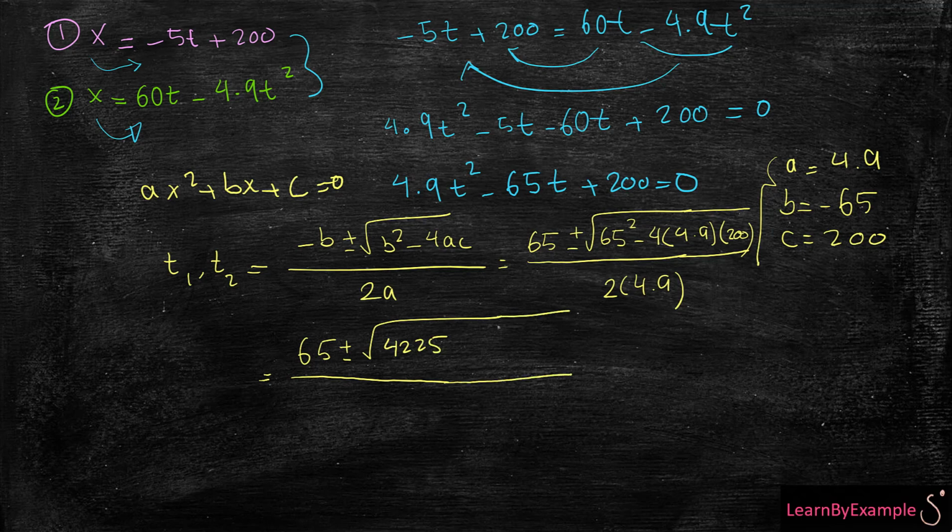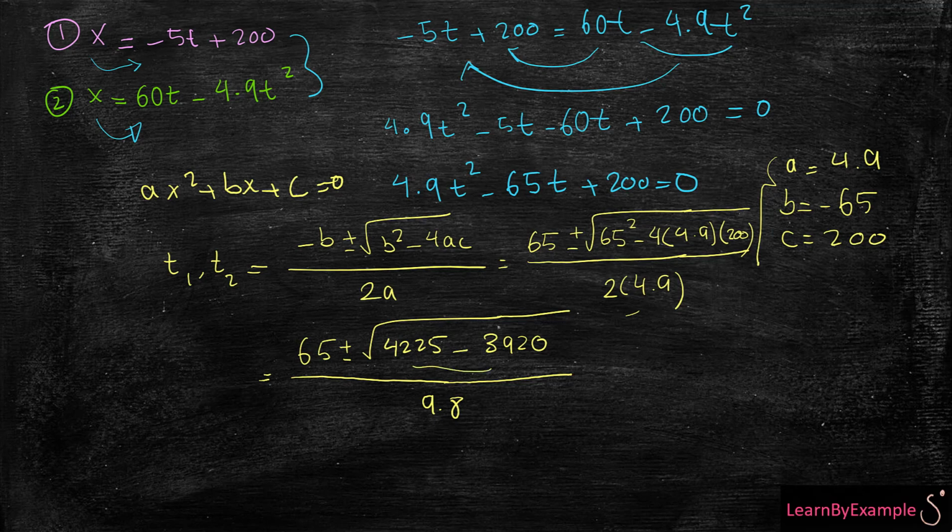And then I have a minus sign, and then I have 4 times 4.9, which is 19.6, multiplied by 200. So I have 3920. And then 2 times 4.9, plugging it in into my calculator, I will get 9.8. All right, great. So what's underneath here?